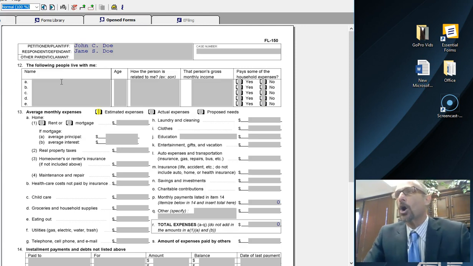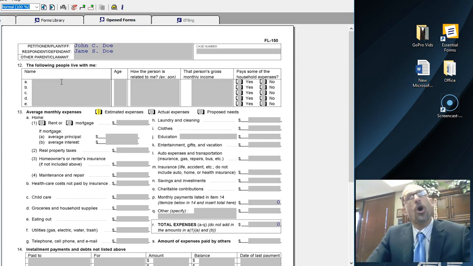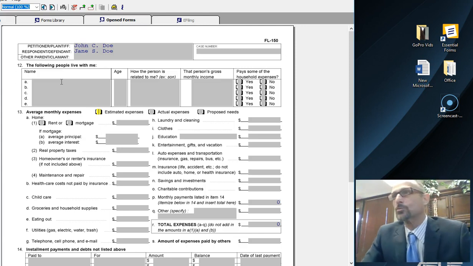You're going to want to mark 13 estimated expenses to the right. Here's why I always recommend that. If you put actual expenses, you're probably not going to have the actual expenses. And I'll give you an example. One of these questions is how much you pay for monthly household groceries and household supplies. I guarantee you that number is not the same every month. So you're going to want to mark estimated.